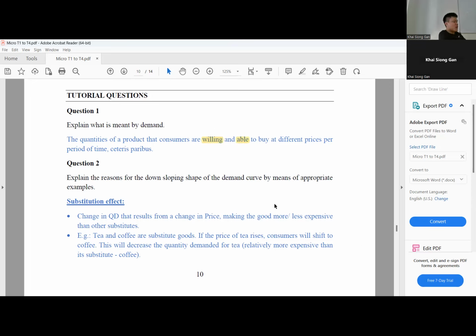Question number 2, explain the reasons for the downward sloping curve of the demand curve by means of examples. So you can see this is how I twist the question a bit. Just now I said, explain the negative relationship of the law of demand. Now I change this: explain the reason why the demand curve is downward sloping. That means I'm referring to the two effects. Remember, do not go and explain that a higher price results in lower quantity demanded, a lower price results in higher quantity demanded. That is self-explanatory. Everyone already knows.